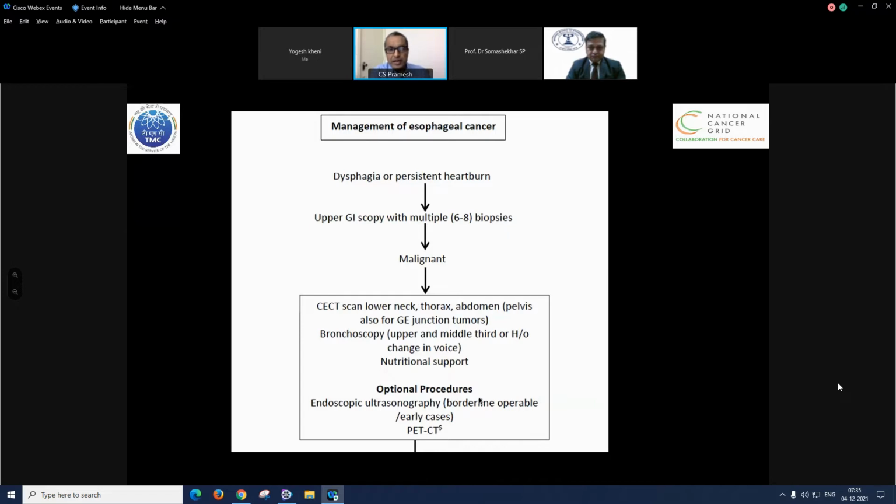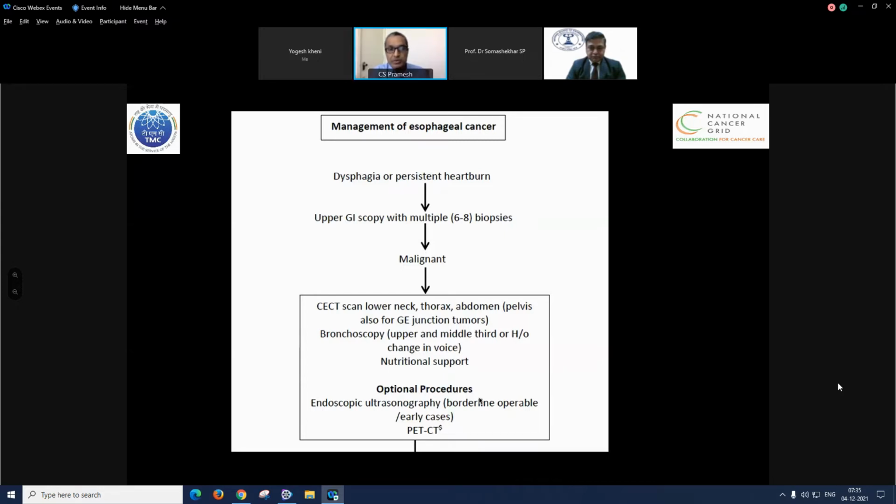So when it comes to the management of esophageal cancer, and these are taken from the National Cancer Grid resource stratified guidelines, I'll urge each of you to go through the National Cancer Grid website where all of these guidelines are available free for access. It's not just with esophageal and lung cancer, it's available for all the major cancers, and it's a fairly good resource which has been put together by a whole lot of experts.